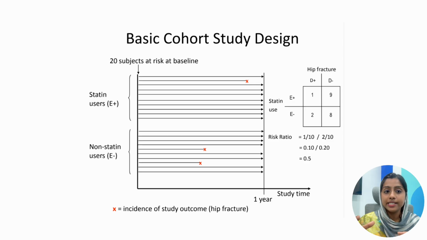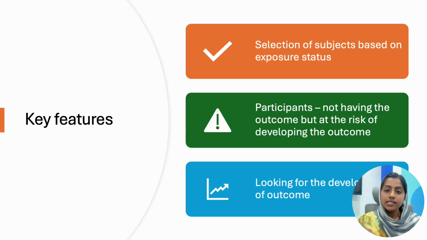So this is a picture of a basic cohort study where you have certain subjects and then you're following them forward to see the development of the disease. This is an ideal scenario where you have 20 subjects and you were able to follow up all the 20 subjects at the end of 1 year and see if they have developed the disease or not. The key feature is that the selection of subjects is based on exposure status, which is presence or absence of exposure, and the participants haven't developed the disease, but we are looking for the development of the disease.